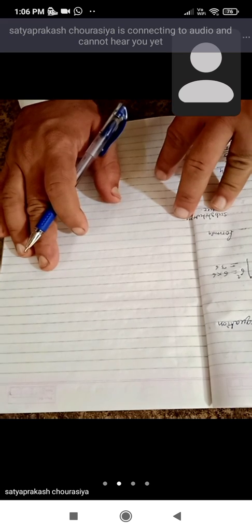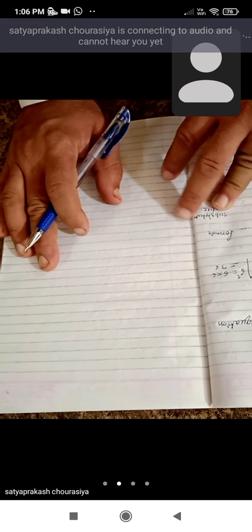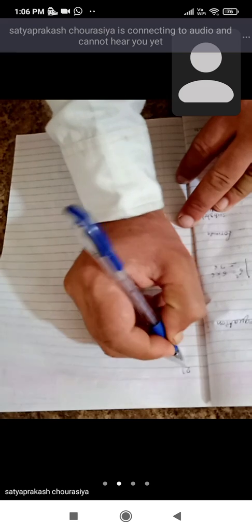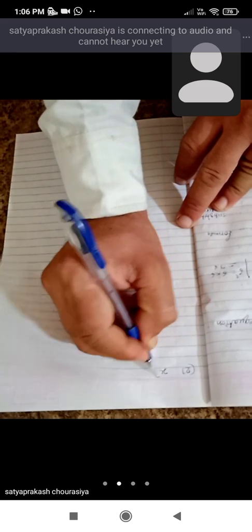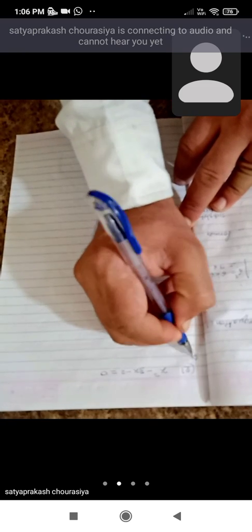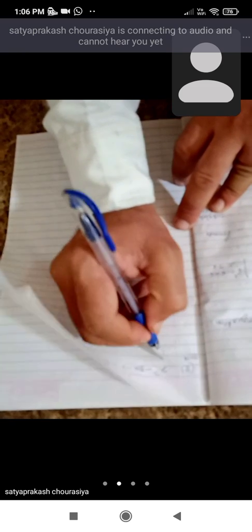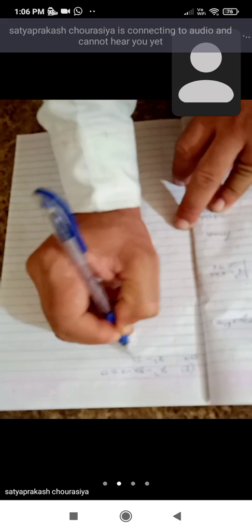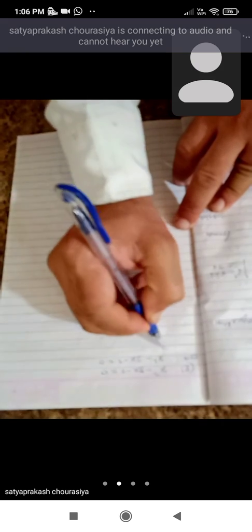The question number 2. Question number 2 is x square minus 3x minus 2 is equals to 0. Now repeat the question. X square minus 3x minus 2 is equals to 0.